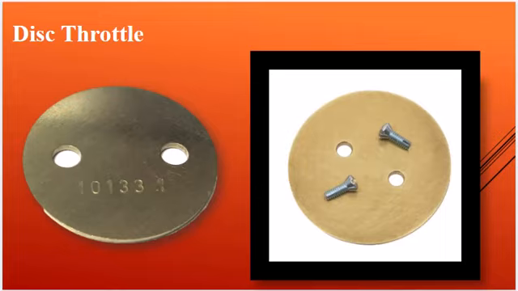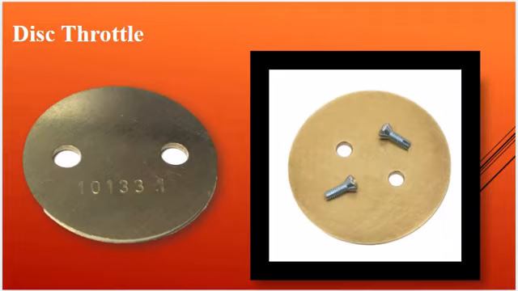Disc throttles are commonly used in applications requiring variable airflow, such as ventilation, cooling, and industrial processes. While effective for airflow regulation, throttling can increase energy consumption and pressure losses, making it less efficient compared to methods like variable speed drives.